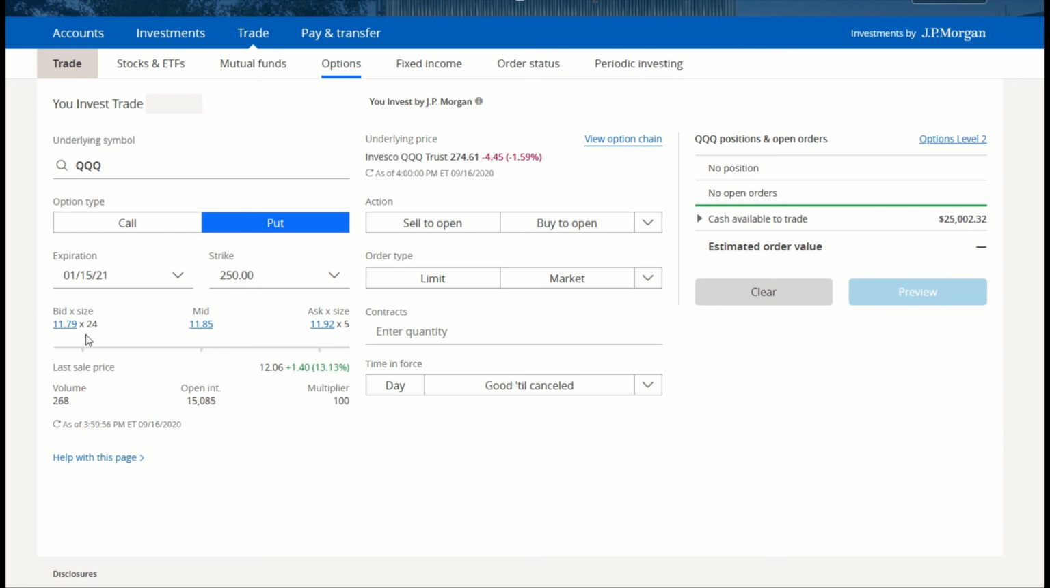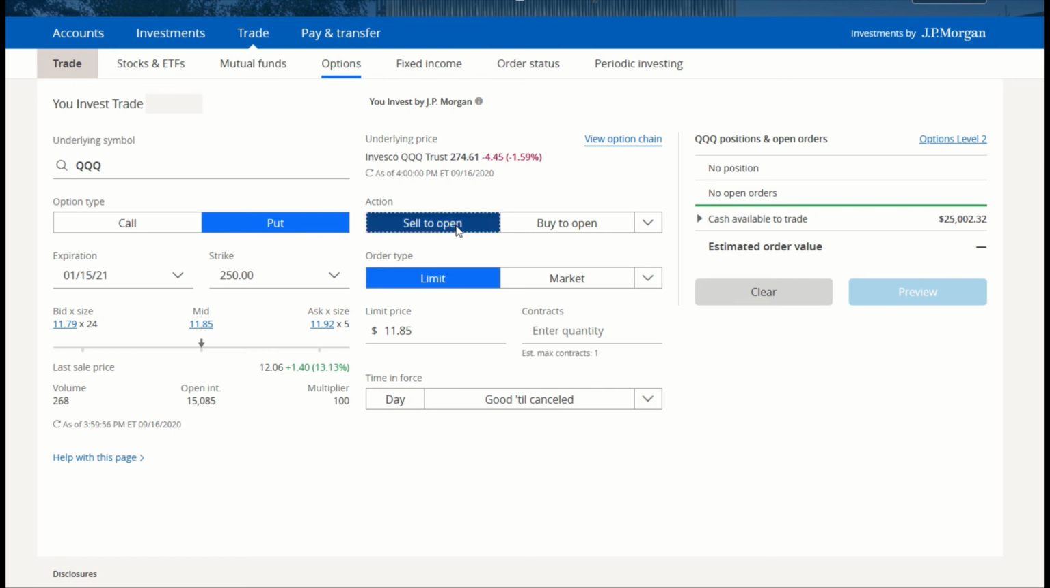And it automatically populates the last bid, ask, and the mid. I'm going to go with the mid. I'm trying to sell this one put option. Limit price is already populated. One contract. Let's say good till canceled. And we see what the estimated value here is, $1,185.